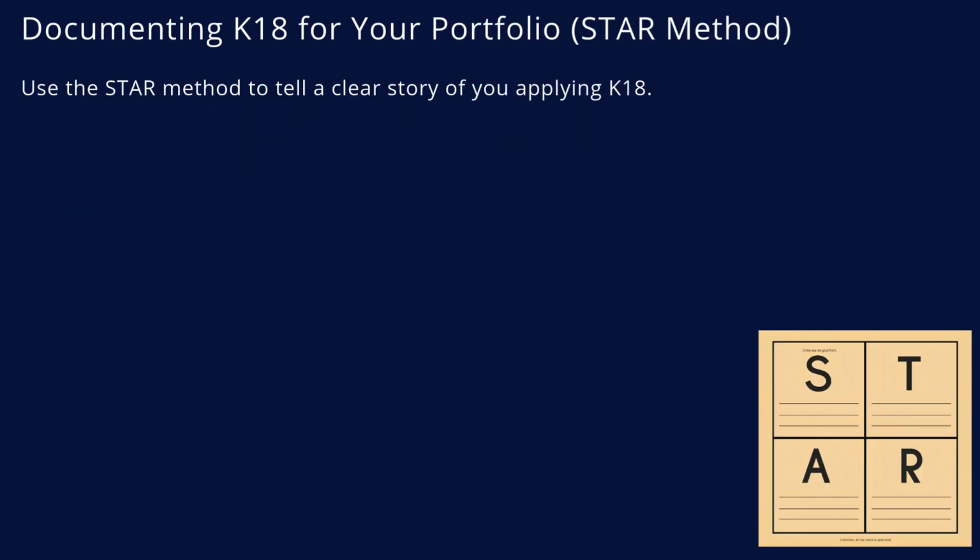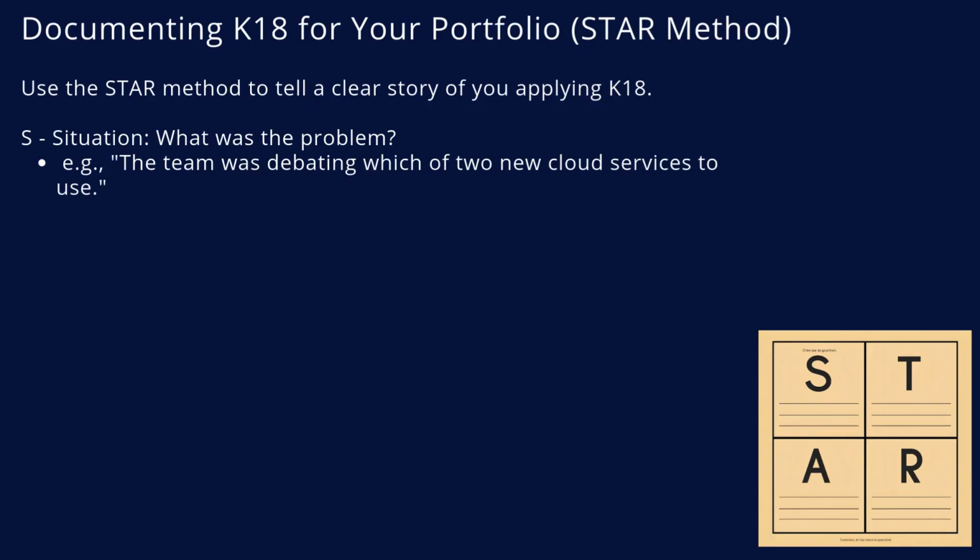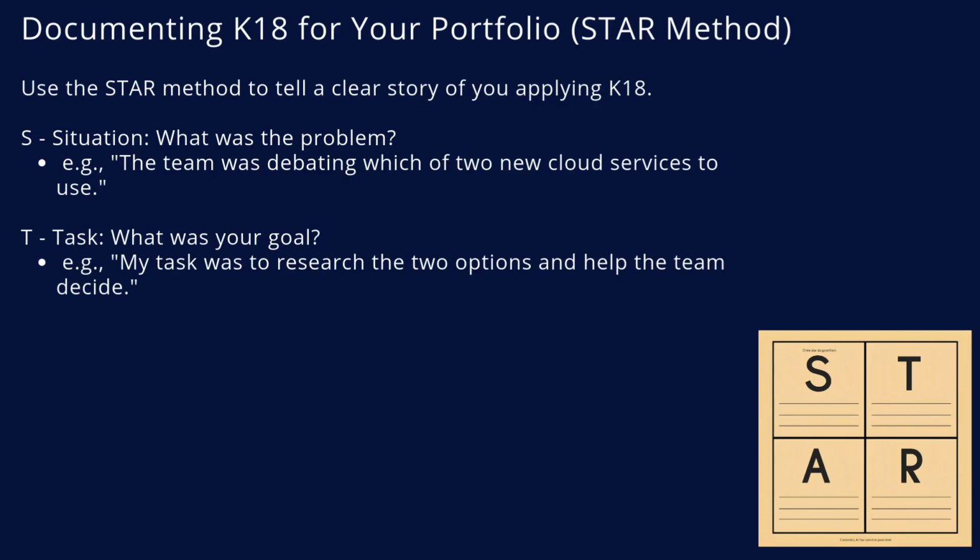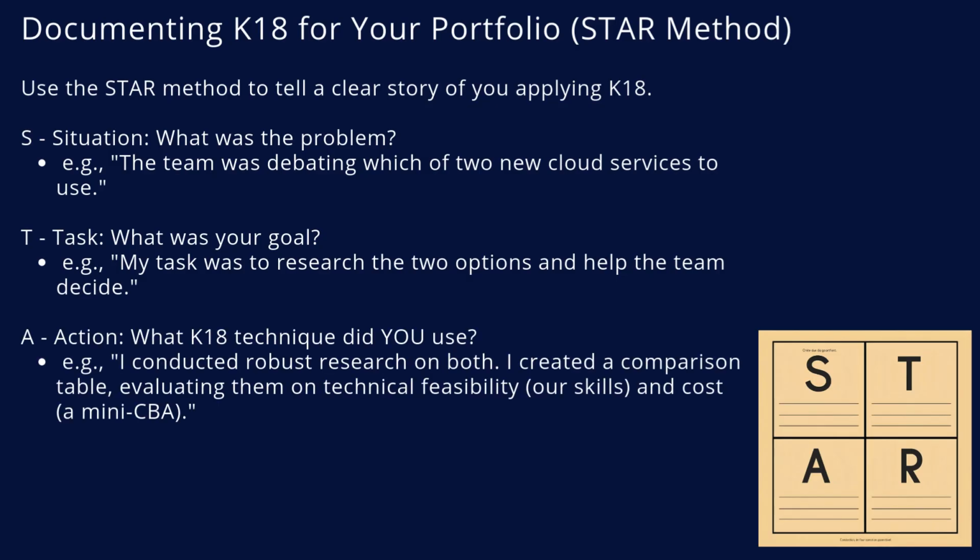To get the marks for K18, you must document your actions effectively in your portfolio using the STAR method. It's a simple story structure assessors look for. S, Situation. The team was debating which of 2 new cloud services to use for a project. T, Task. My task was to research the 2 options to help the team make a decision. A, Action. I applied K18. I conducted robust research on both. I created a comparison table, evaluating them on technical feasibility, our team skills, and cost, a mini CBA.